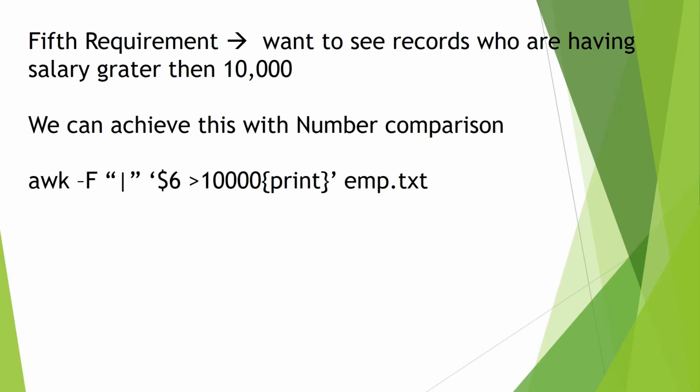My 5th requirement is I want to see the records which have salary greater than 10,000. We have multiple employees in a file with different salaries, and I only want to see the records with salary greater than 10,000. How can we achieve this task? We can achieve this with number comparison. The syntax will be awk -F pipe, the delimiter of course, $6. In my 6th column I have salary, so it will be $6 greater than 10,000, and after that my action is print and then the file name.